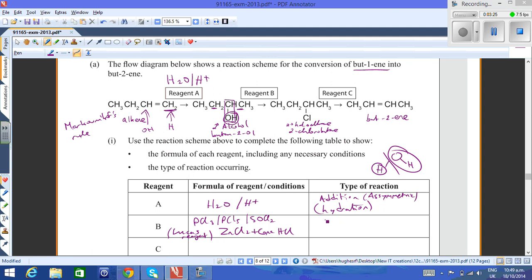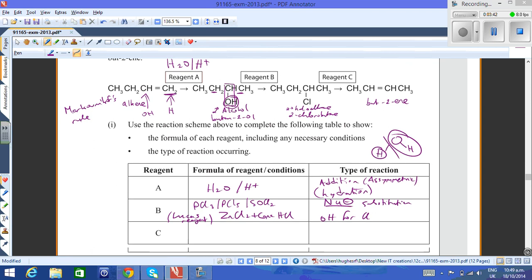And this type of reaction is nucleophilic, so just represent nucleophile like that. So a nucleophile is anything with a negative center, and it's a substitution because you're substituting the OH group for a chlorine group. So that's what you need to do for reagent B.